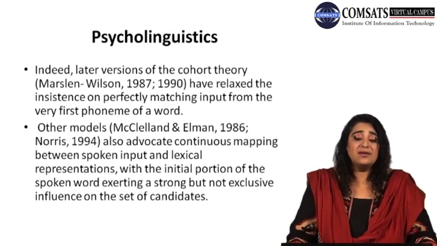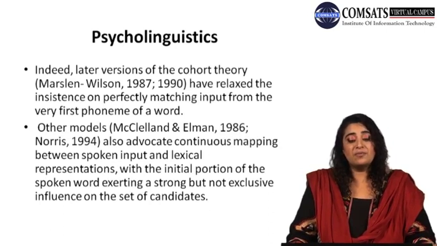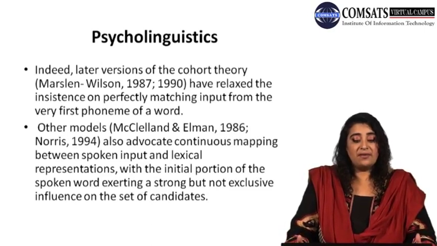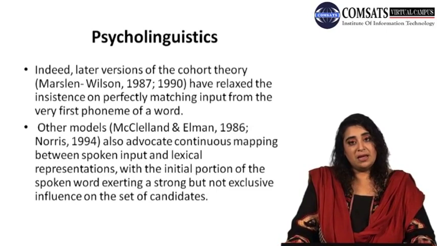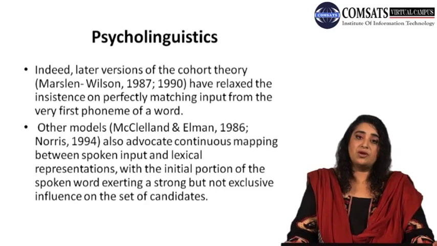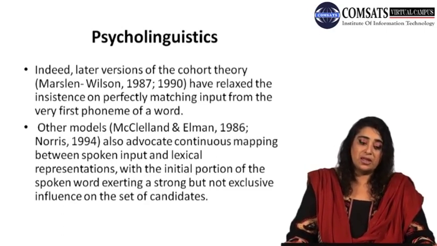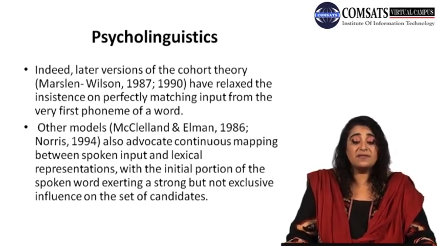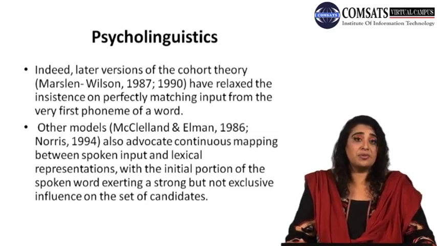Now, indeed, later versions of cohort theory, by Marslen-Wilson in 1987 and 1990, have relaxed the insistence on perfectly matching input from the very first phoneme of a word. So in their research, they have relaxed the insistence that a word must be perfectly matched on the first phoneme. We cannot judge a word by just the first phoneme. Other models, of McClelland and Elman in 1986 and Norris in 1994, also advocate continuous mapping between spoken input and lexical representations.